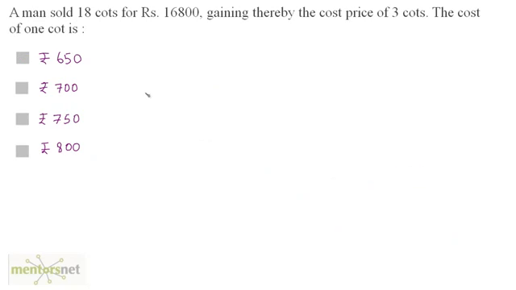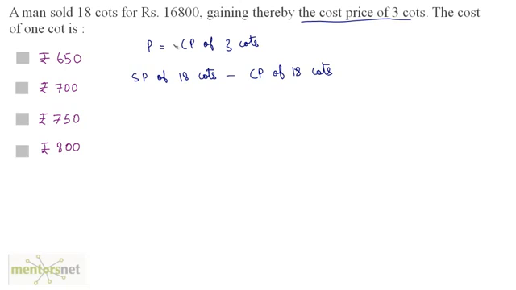A man sold 18 cots for rupees 16,800, thereby gaining the cost price of 3 cots. The cost price of 1 cot is? So the man gains the cost price of 3 cots, which means that the profit is equal to cost price of 3 cots. Now profit is selling price minus cost price. So the man sold 18 cots. So the profit is the selling price of 18 cots minus the cost price of 18 cots, and this profit is the cost price of 3 cots. So this is equal to CP of 3 cots.